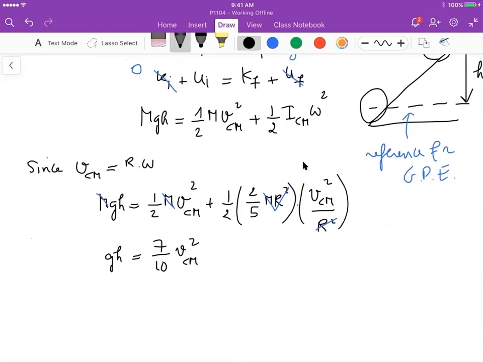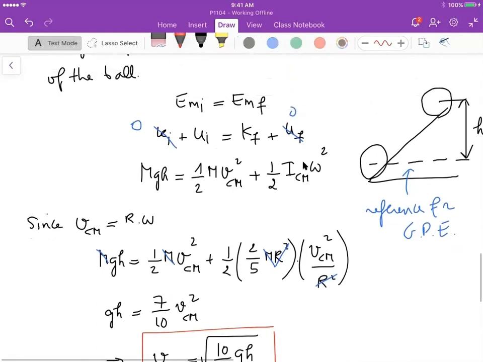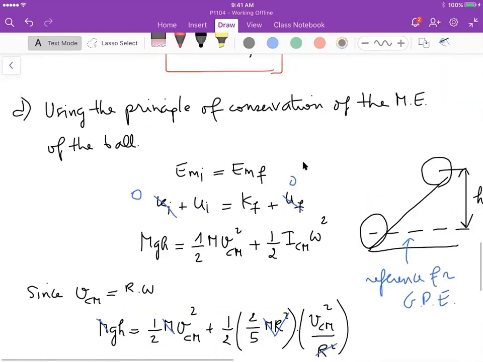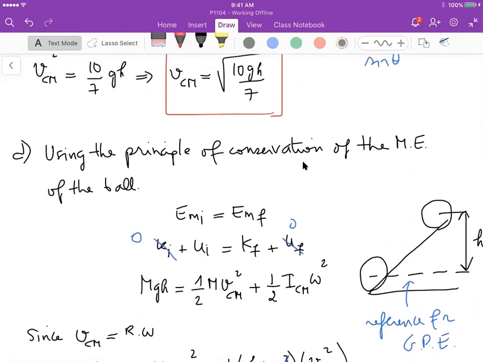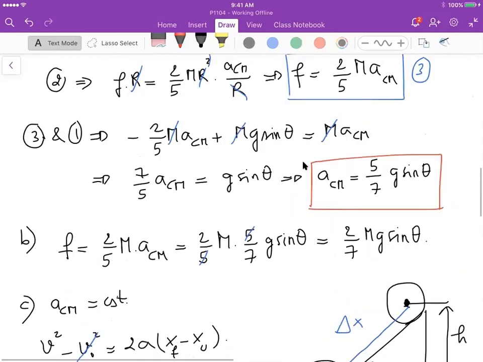And so we can finally deduce that the speed of the center of mass at the end is given by 10 over 7 GH, and since we have a squared, we put a square root. And so we deduce that the speed is given by square root of 10 over 7 times GH, which is, unsurprisingly, exactly the same as we had earlier with part C. So whether using the energy approach or using the kinematic equations, given that the acceleration is constant, you end up with the same value. So this is it for this problem.